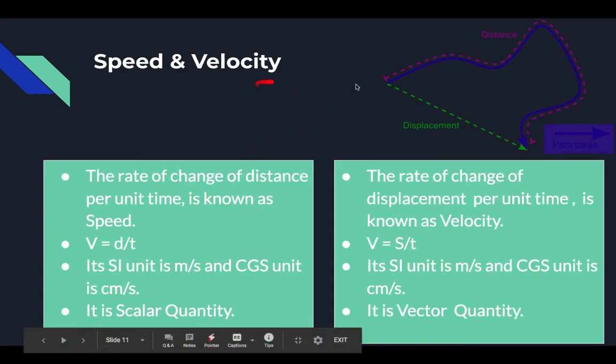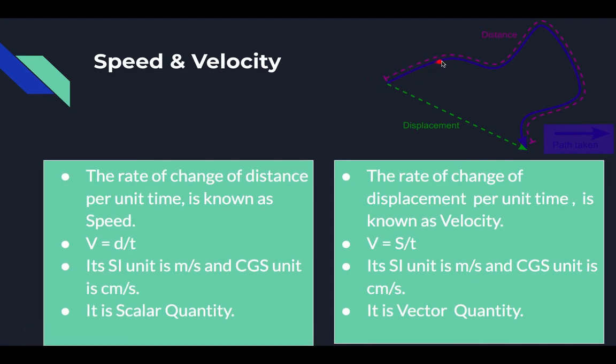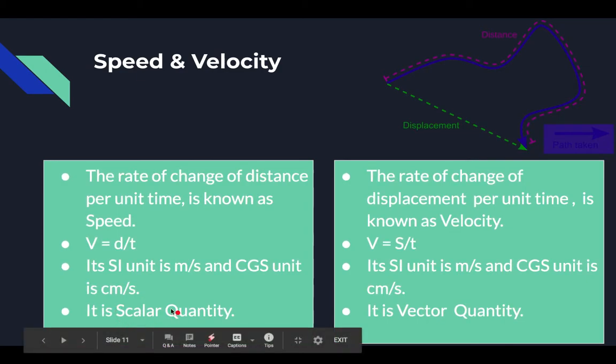Since speed is produced when the body is moving in this curve path, whenever the body moves through this curve path, it has magnitude. It will travel with a certain value, but the direction is changing at each and every point, meaning it has no fixed direction. Only it has value, magnitude. So when the body is traveling by speed, it has only magnitude but no direction. That is why it is called a scalar quantity.